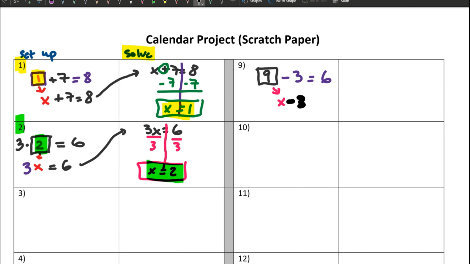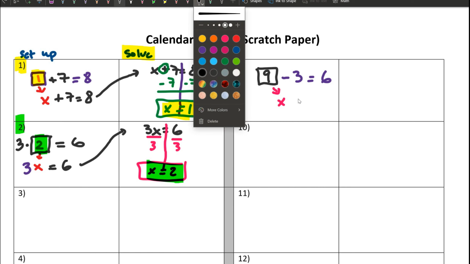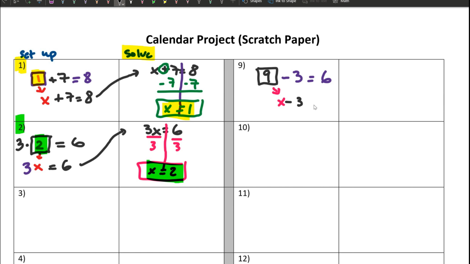minus 3. Okay. Go back. Sorry. I need to change this to thinner line. Alright, so that is our equation. X minus 3 equal to 6.